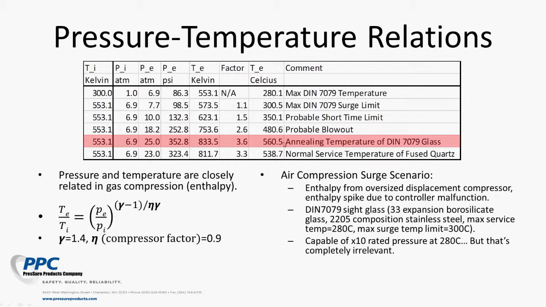By contrast, fused quartz glass can serve indefinitely at this temperature. So you can comfortably take this to a 3.34 safety factor, and this is really usable. You can spike pressure up to this level and hold it there forever, and the glass will survive indefinitely. So in this example, where pressure and temperature rises are coupled, the soft fused quartz window actually gave a much larger real margin of safety than the normally tough DIN 7079 window. And that's the point that I'm trying to make.